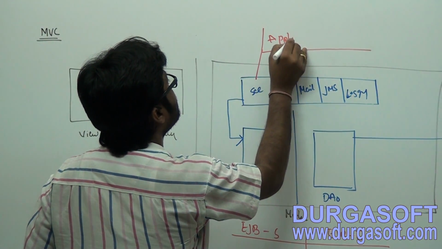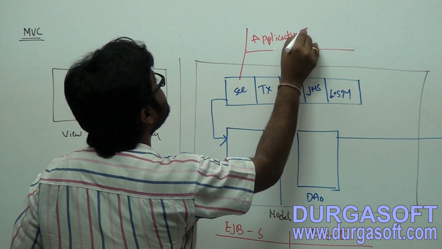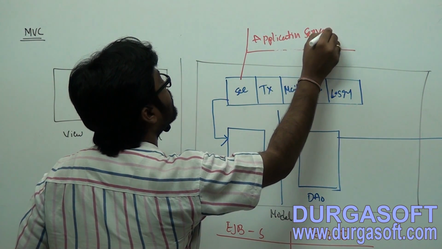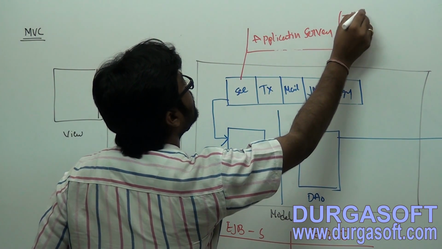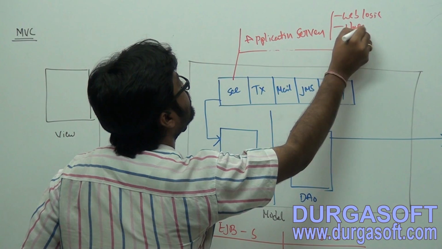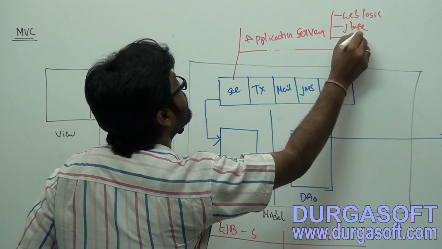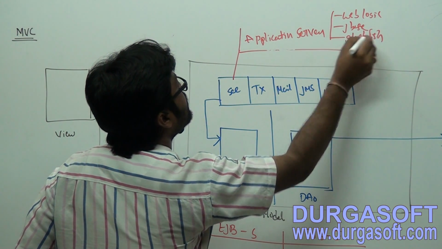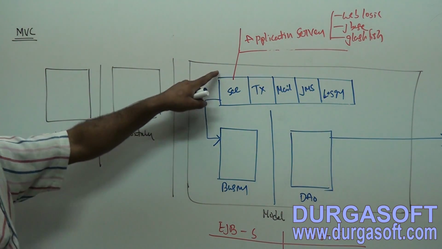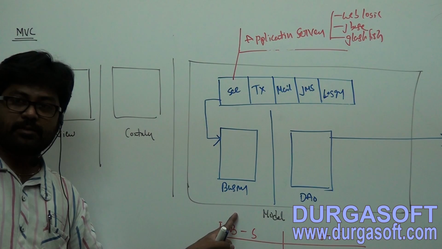Application servers are things like WebLogic, JBoss, GlassFish. All these are application servers. So we need to buy services from application servers, then we have to add them to our EJBs.